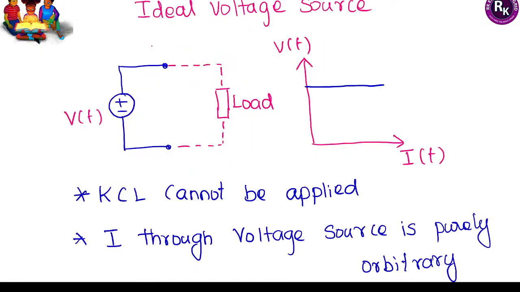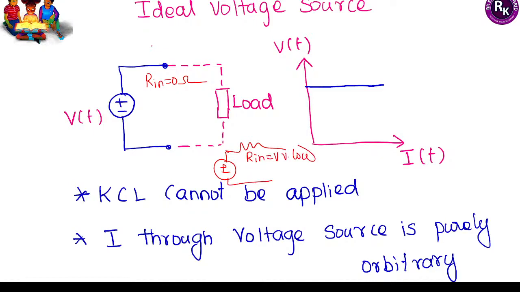Next, talking about the ideal voltage source: an ideal voltage source means its internal resistance will be 0. For a practical voltage source, its internal resistor will be connected in series with the voltage source, and that value will be very, very low. Ideally it will be 0, but practically it will be very, very low.